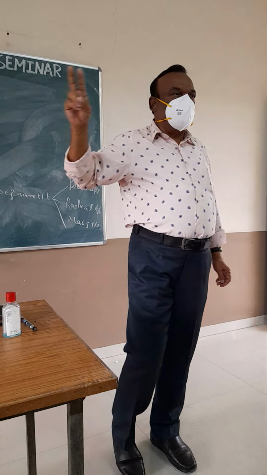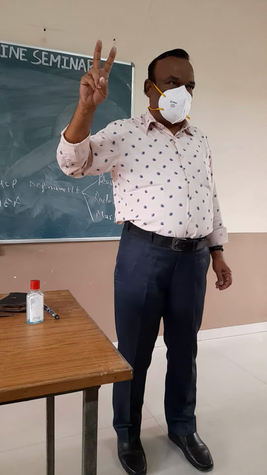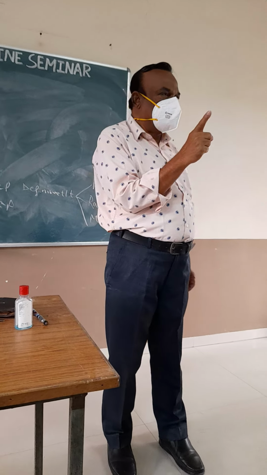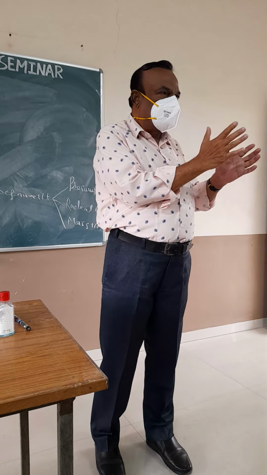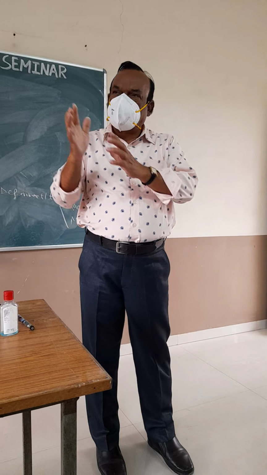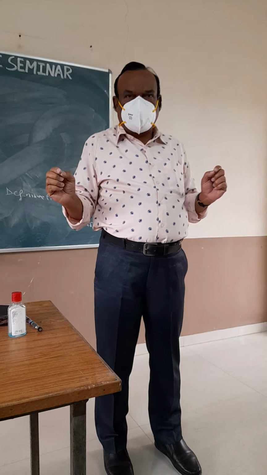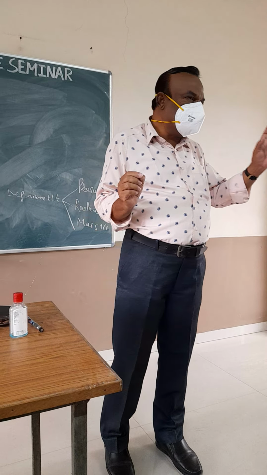The life cycle of malaria is characterized under two headings: the asexual life cycle and the sexual life cycle. The asexual life cycle is present in the human body. The sexual life cycle is present in the mosquito body. So, the definite host is the mosquito, and the intermediate host is the human being.